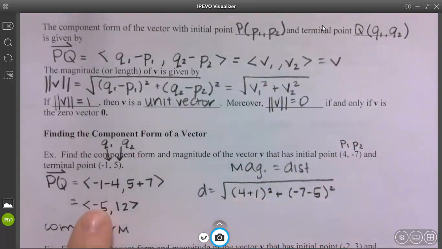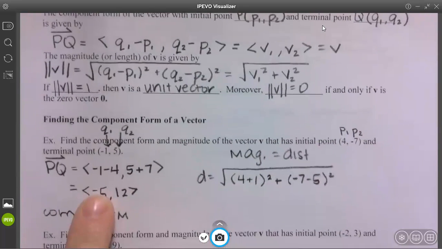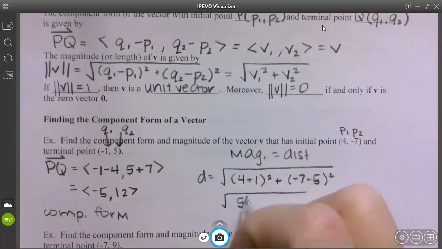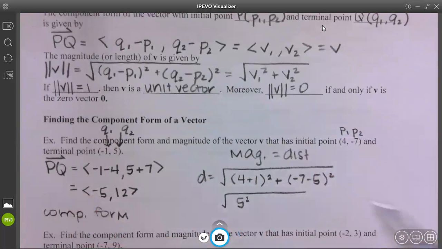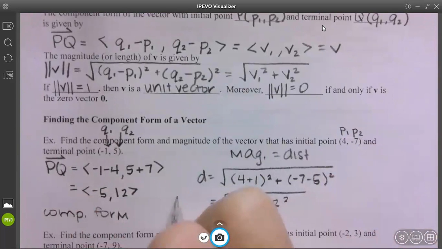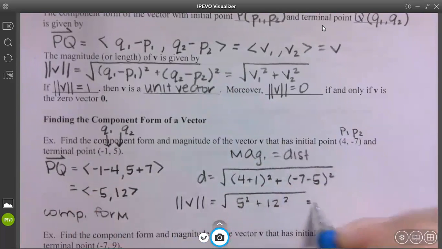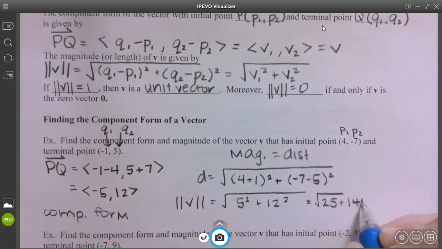But remember, 4 plus 1 is 5. That comes from here. So you could just take this and plug it into the distance formula as your square root of 5 or -5 squared. It doesn't matter because it's going to turn to positive, plus 12 squared. And that is going to be our magnitude. 5 squared is 25. 12 squared is 144, which equals the square root of 169, which ends up being 13.